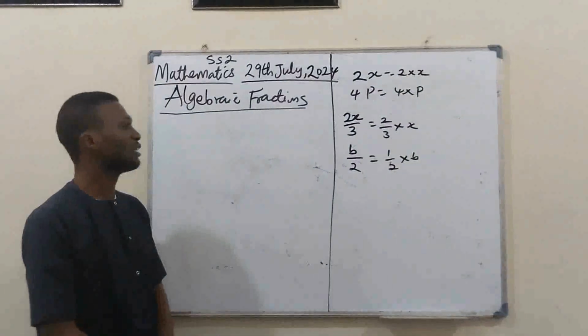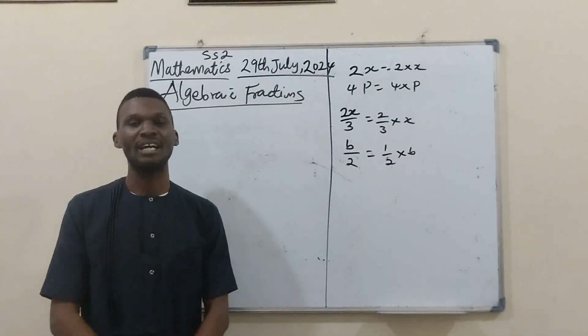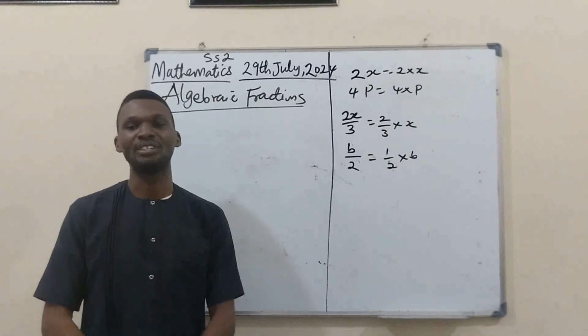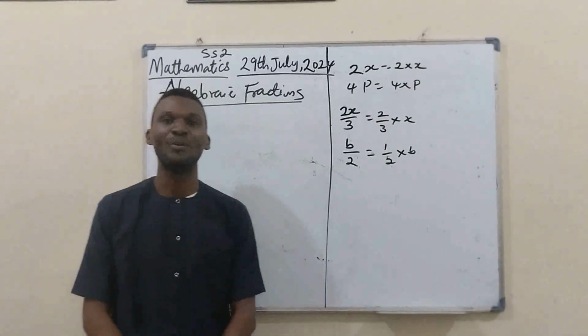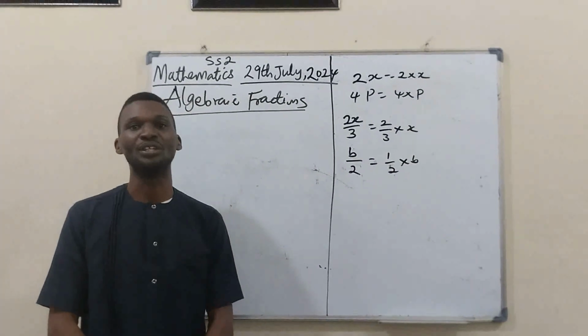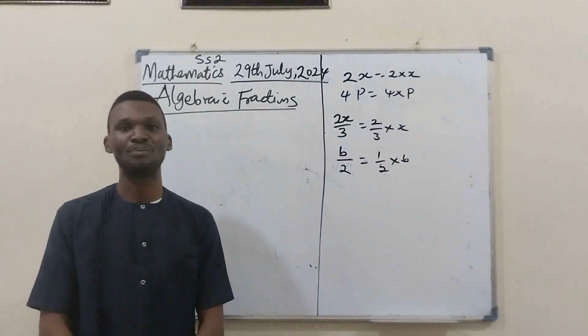Now, as we're looking at algebraic fractions, we will first center on how to simplify an algebraic fraction. To simplify an algebraic fraction simply means to reduce it to the lowest term. And this is achieved by first carrying out the factorization process.